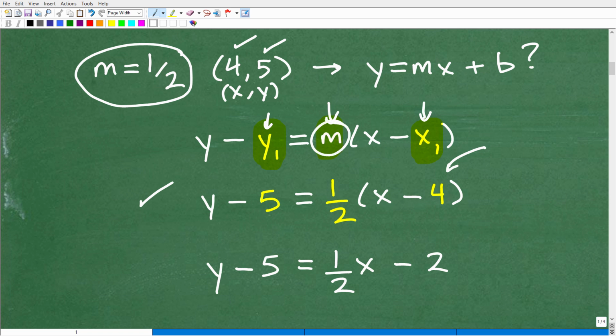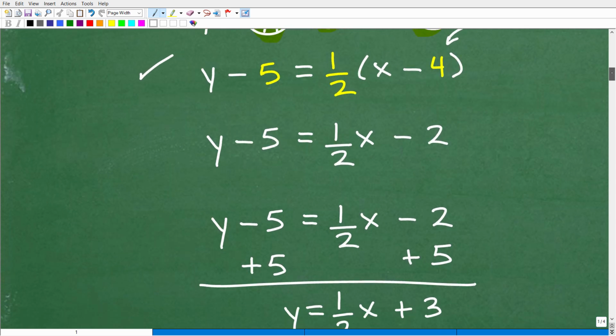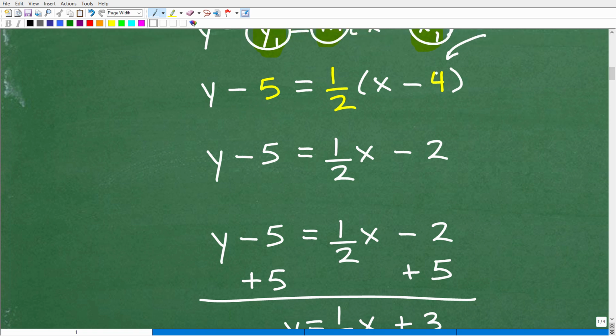Again, this is the slope. This is the x coordinate for this point, and right here, 5 is the y coordinate for the point that we're given as well. At this point, what we need to do is just use our algebra skills to solve for y. So we have y minus 5 is equal to 1/2 times x minus 4.